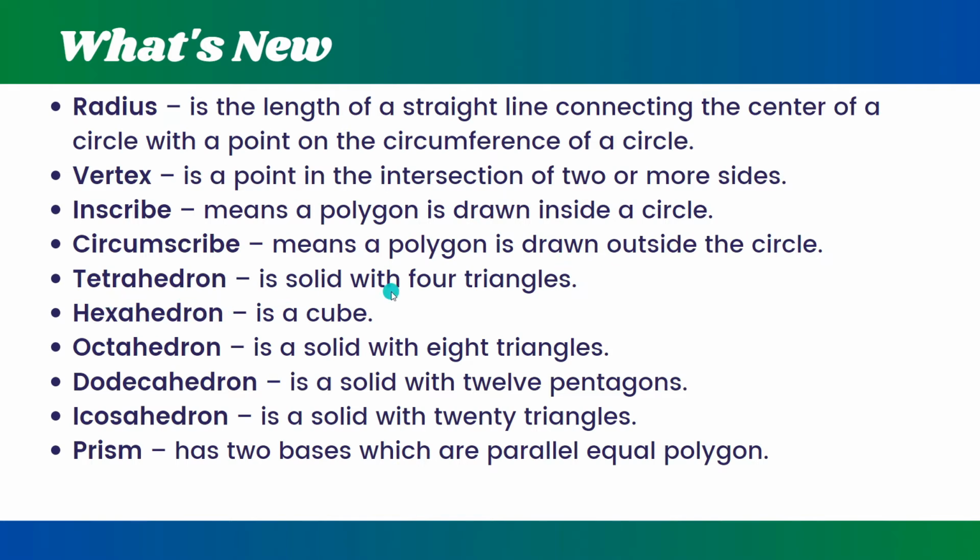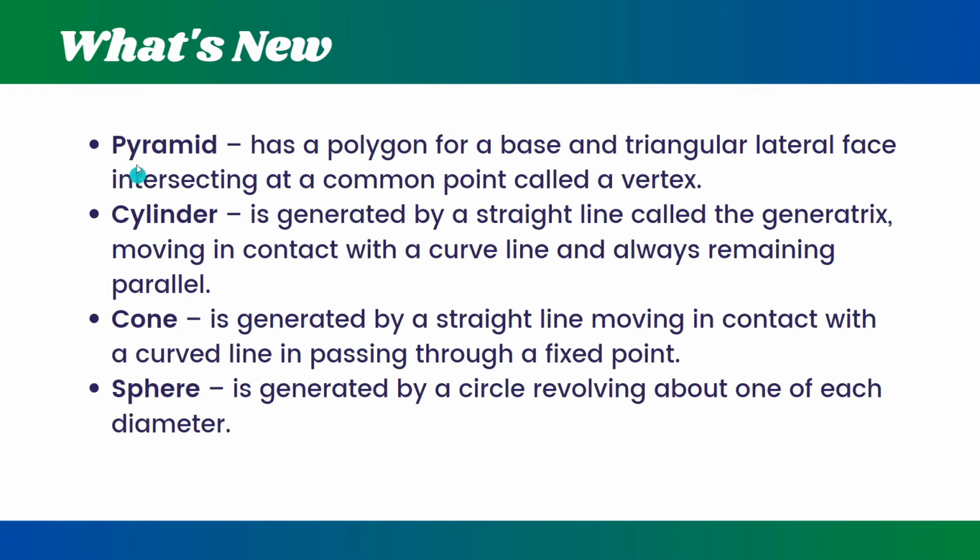Tetrahedron is a solid with 4 triangles. Hexahedron is a cube. Octahedron is a solid with 8 triangles. Dodecahedron is a solid with 12 pentagons. Icosahedron is a solid with 20 triangles. And prism has 2 bases which are parallel and equal polygon. Pyramid has a polygon for a base and triangular lateral face intersecting at a common point called a vertex.